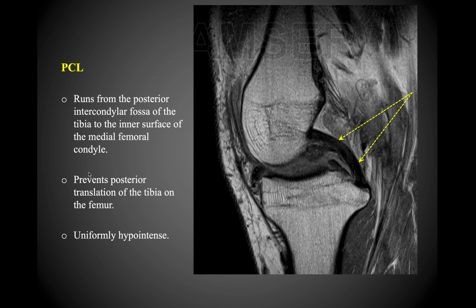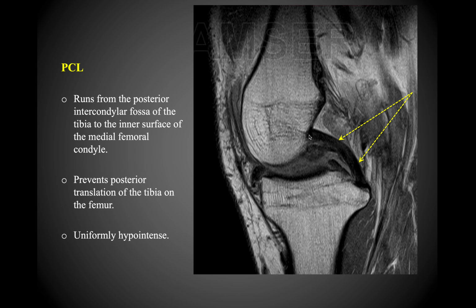This is a really beautiful view of a PCL, so the posterior cruciate ligament. So you can see it coming down and around here. So that's going to run from the posterior intercondylar fossa of the tibia to the inner surface of the medial femoral condyle. And remember that that's going to be performing the opposite action of the ACL, and so it's going to be helping to prevent posterior translation of the tibia on the femur.